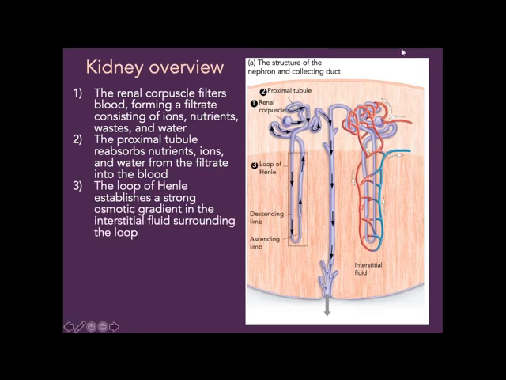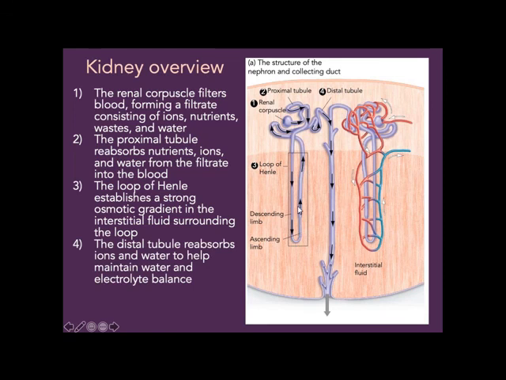Okay. Then it goes down this low part here called the loop of Henle. This is the loop of Henle. It has a descending limb and an ascending limb. And this creates a strong osmotic gradient in the interstitial fluid surrounding the loop. So this is the interstitial fluid around the outside of the loop. And so it's able to pull away excess water, okay, out of the loop of Henle.